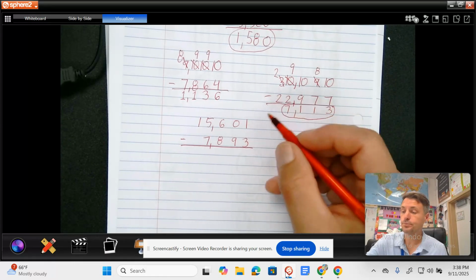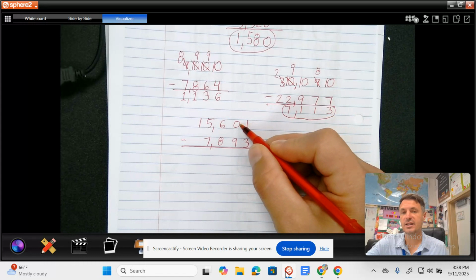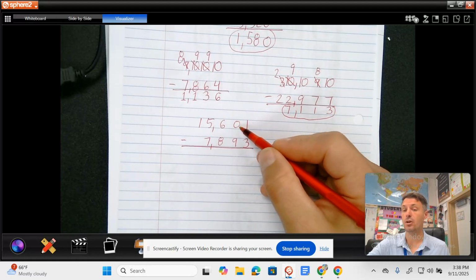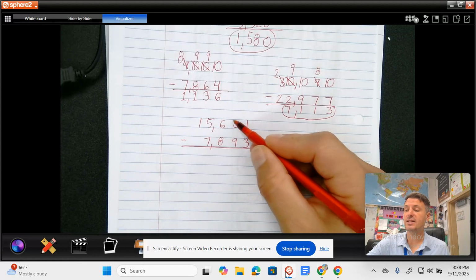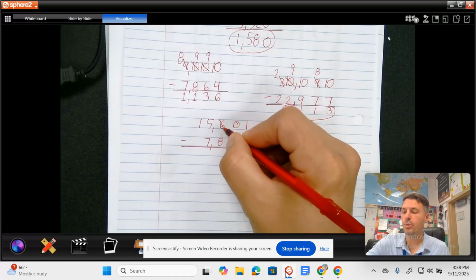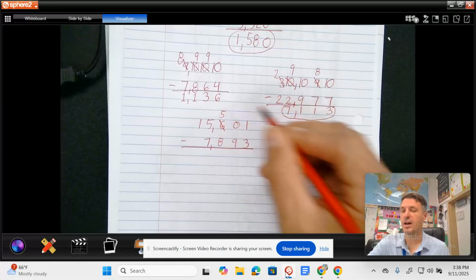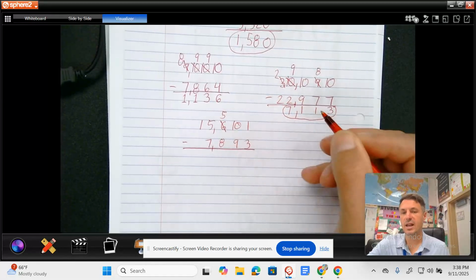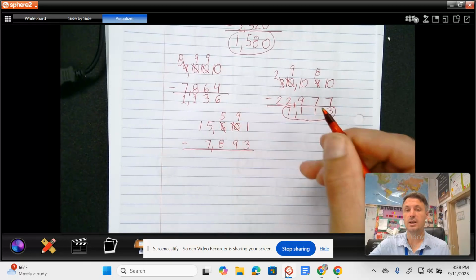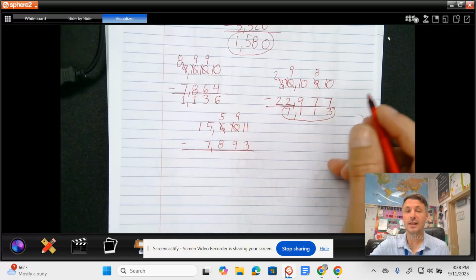We have to borrow. So the 1 asks the 0 if he can borrow from him. The 0 says, sorry, I can't, I'm only a 0. So then the 0 asks the 6 if he can borrow from him, and the 6 says yes. So we borrow from the 6, it becomes a 5, making the 0 a 10. Now we can borrow from him. So we cross out the 10, make him a 9, and this 1 becomes 11.